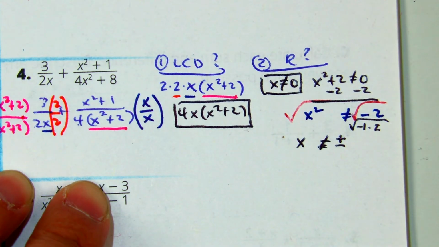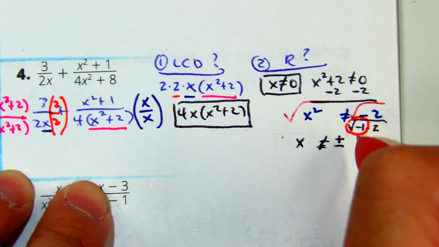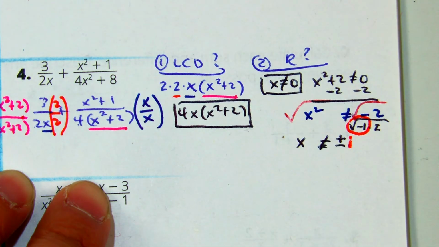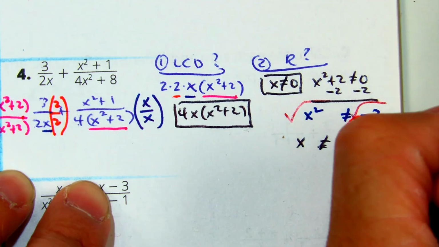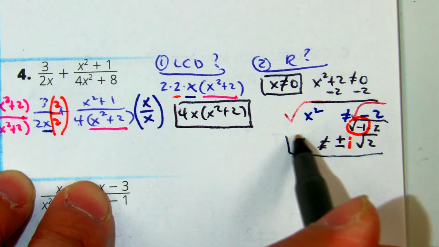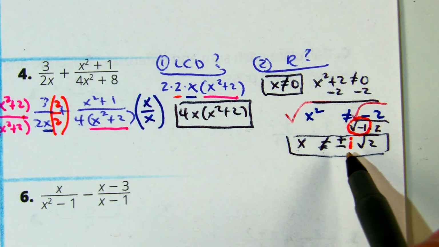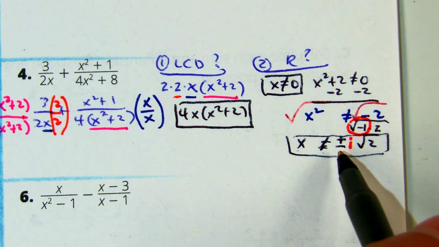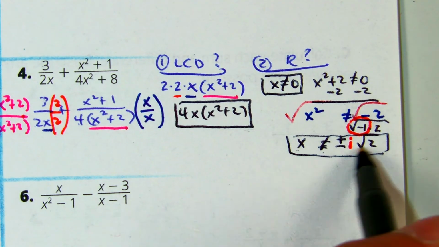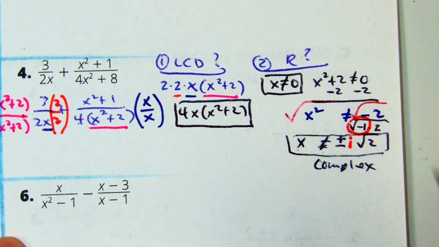Partner B, tell partner A, what's the square root of negative 1? Class, the square root of negative 1 is i. Now the 2 doesn't come out, so this is what it looks like when we're solving this one. X is not equal to plus or minus i radical 2. Now, class, is this real or complex? Complex.